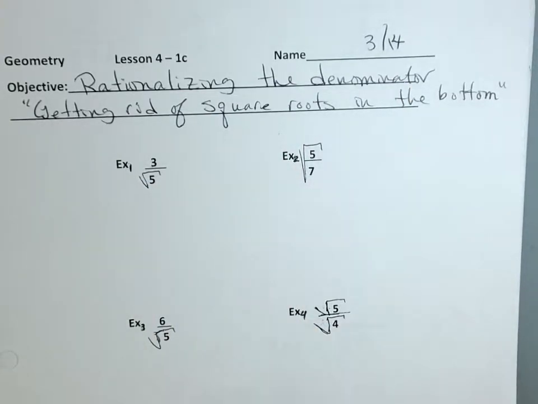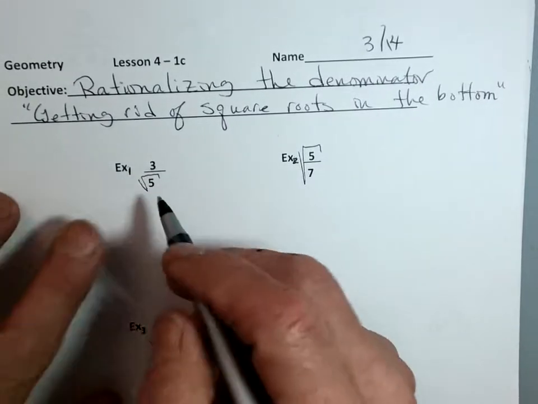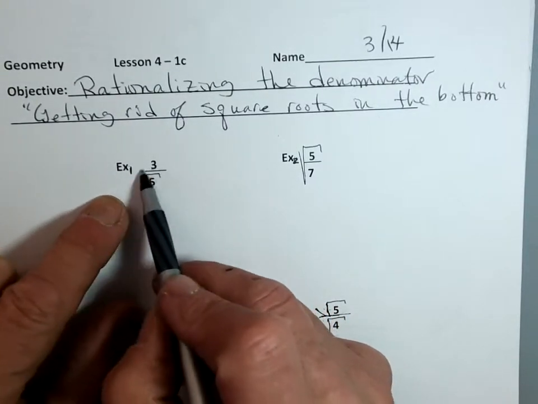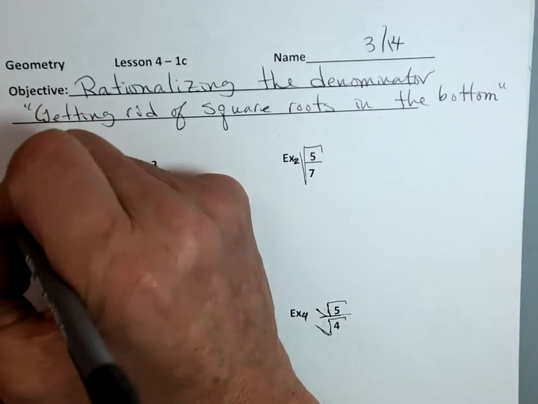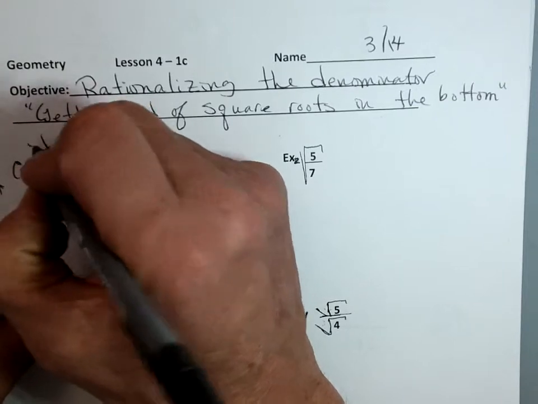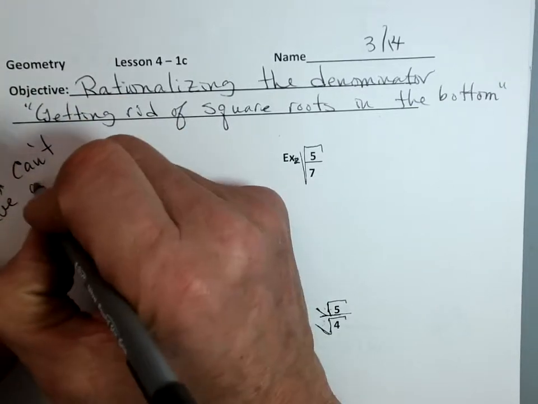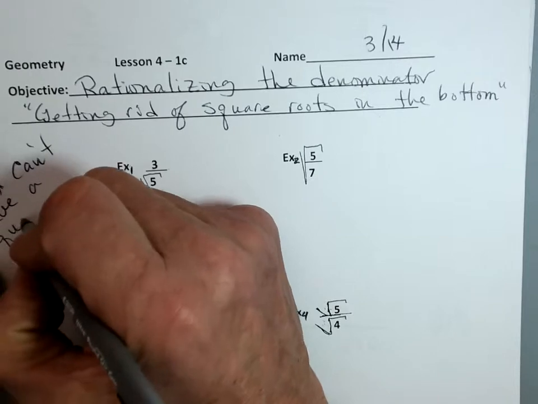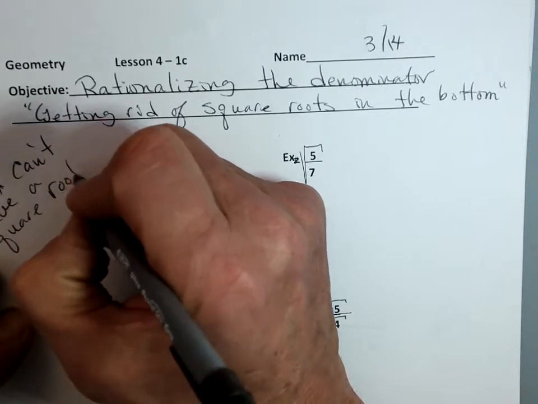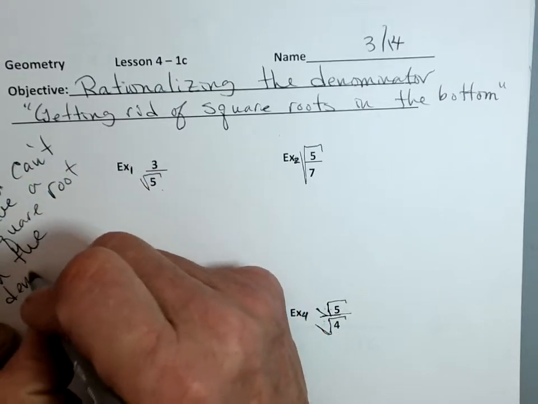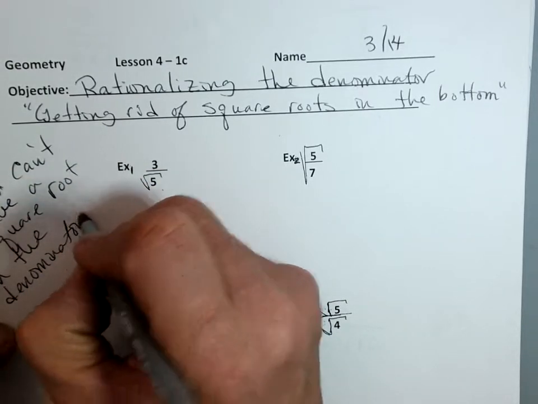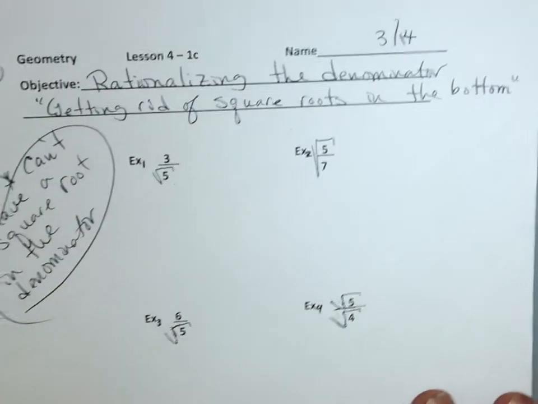So how do we do it? If I take a look at example 1, I have a square root of 5 in the bottom. That's the problem. The rule is you can't have a square root in the denominator, the bottom. Okay, that's our rule. Can't have a square root in the denominator.